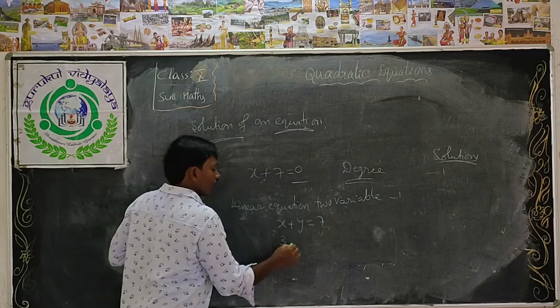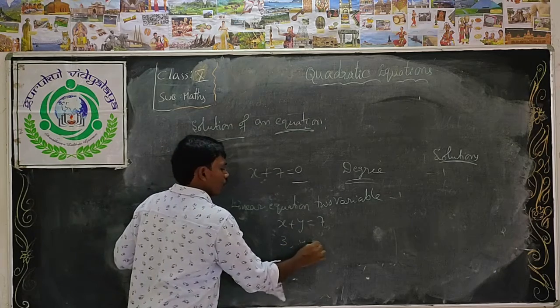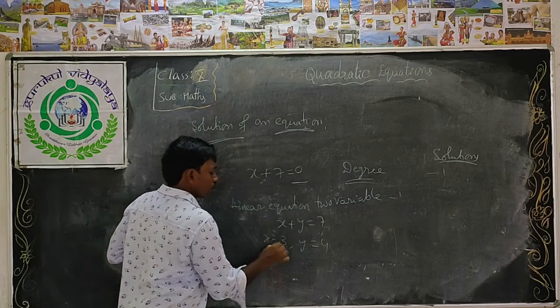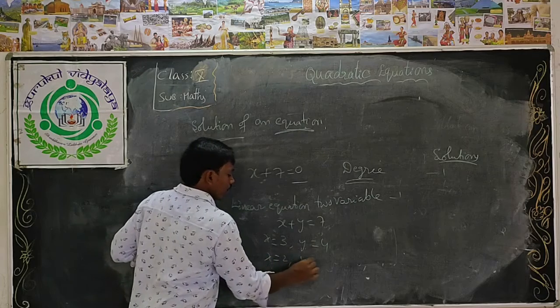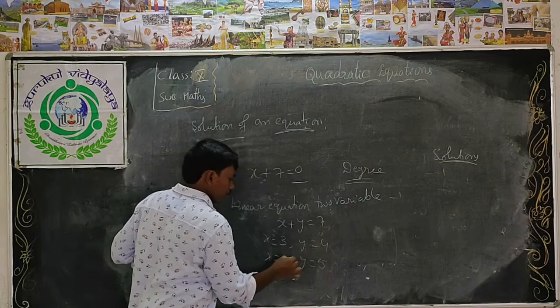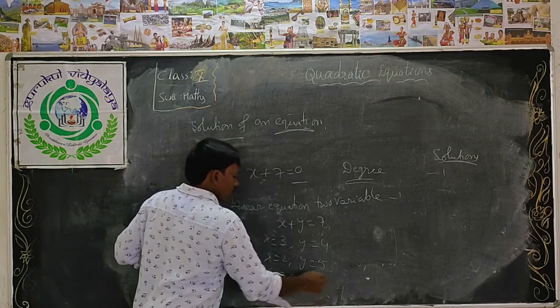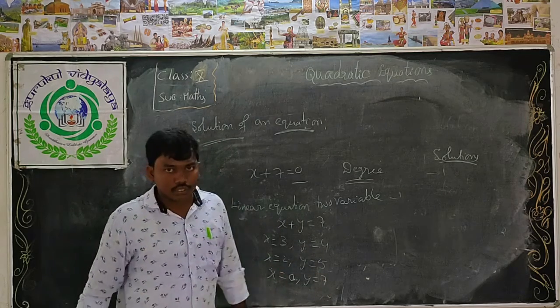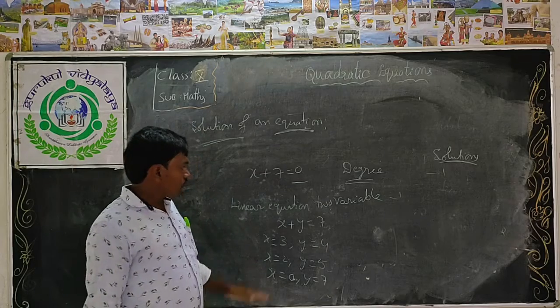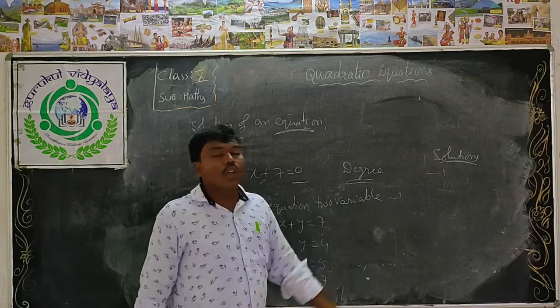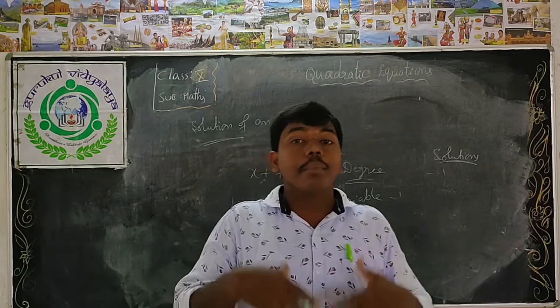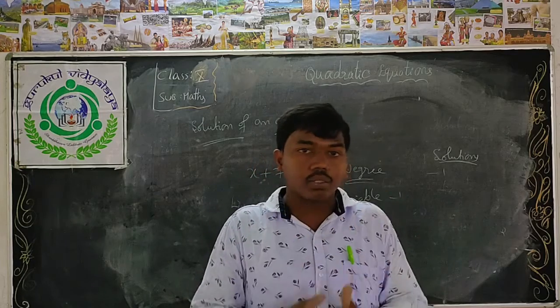But x plus y is equal to 7. Take x equal to 3, y will become 4. X equal to 2, y is 5. 3 plus 4 is 7, 2 plus 5 is 7. If x is 0, y is 7. We get it like that. So many solutions. So children, a linear equation in two variables has an infinite number of solutions.